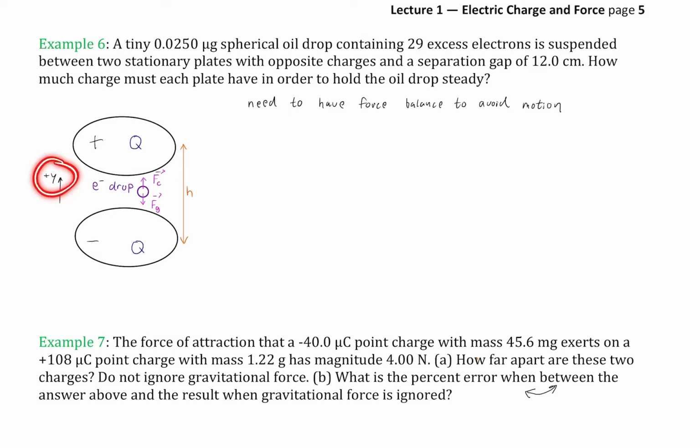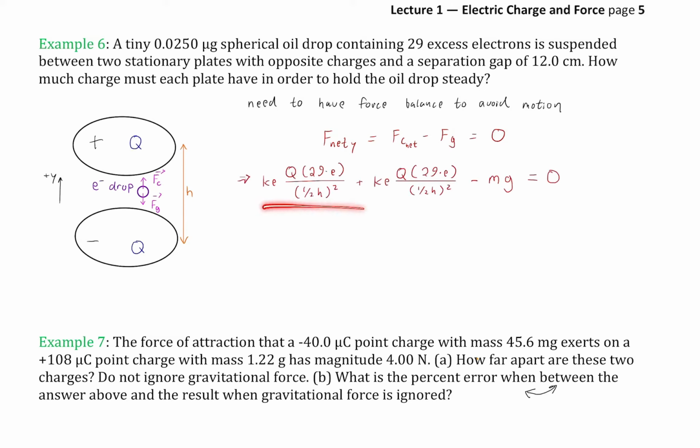Notice the positive y direction is defined as up. So we need the forces to balance to avoid motion. F net y is just going to be the positive Coulomb force minus the negative gravitational force, based on our coordinate system, equal to 0 because there's no acceleration. This is an equilibrium situation, okay?